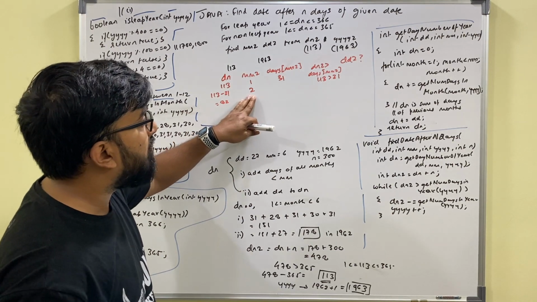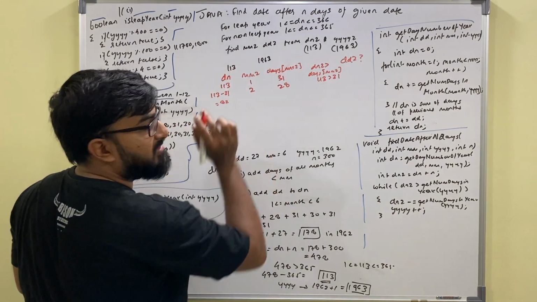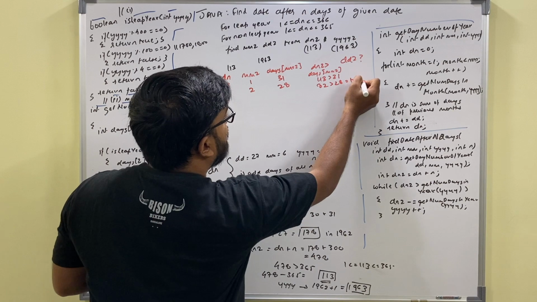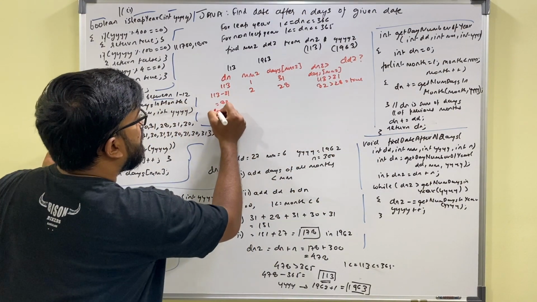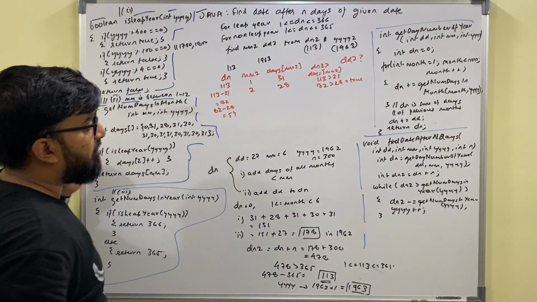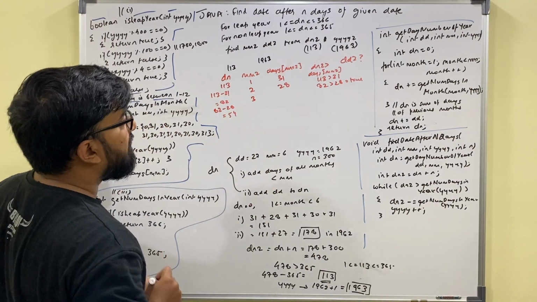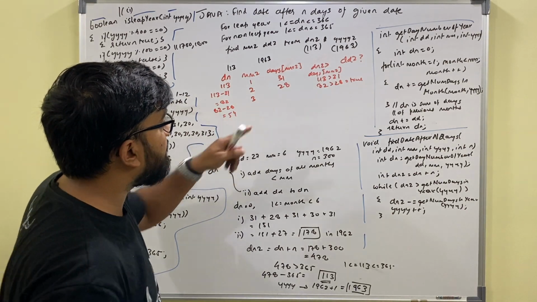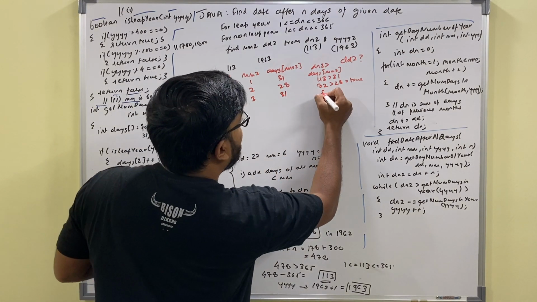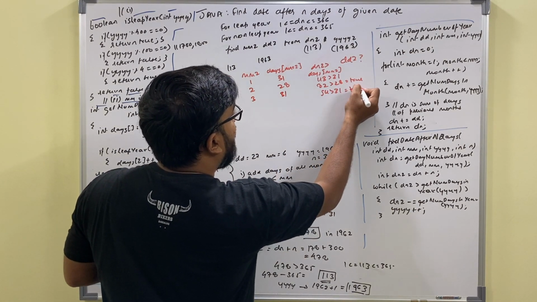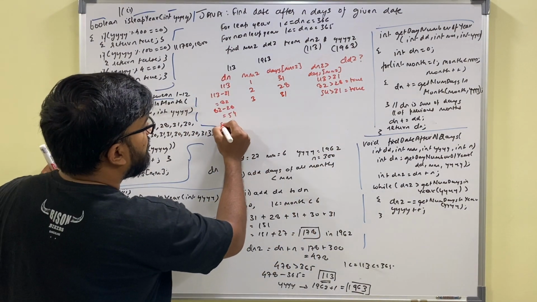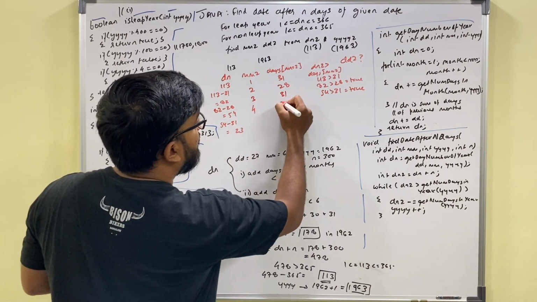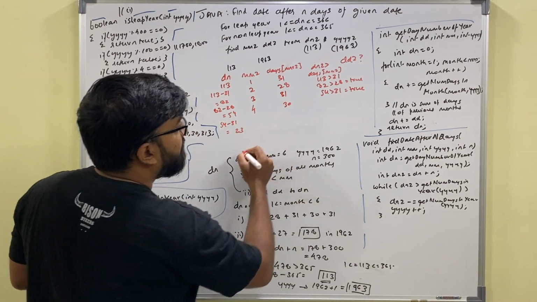My day number is 82 now. I am at month 2. Days in month 2 are 28 because year is 1963, not a leap year. Again dn2, 82 is greater than 28 is true. So I can subtract 28 from 82, which is equal to 54. My month now becomes 3. So my dn is 54 now, month is 3, days in month 3 is 31, 54 is greater than 31 is true. So I can remove these days from this dn. 54 minus 31 gives me 23. Month is now 4.